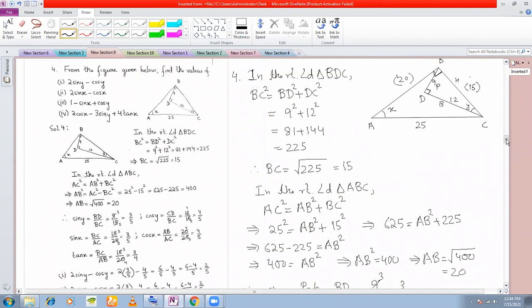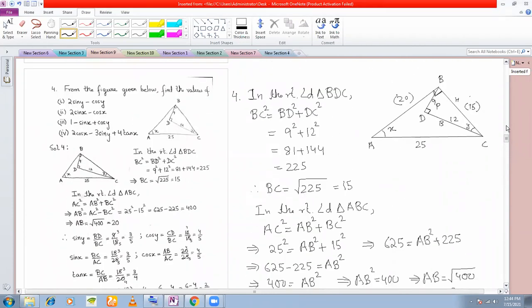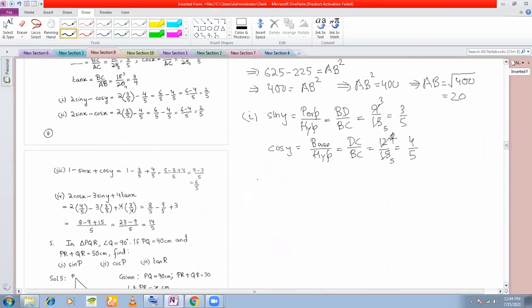So what is it that you have to find out? 2 sine y minus cos y. Therefore, 2 sine y minus cos y is equal to twice 3 by 5 minus 4 by 5, which is 6 by 5 minus 4 by 5, which is 2 by 5. Clear? Any question?